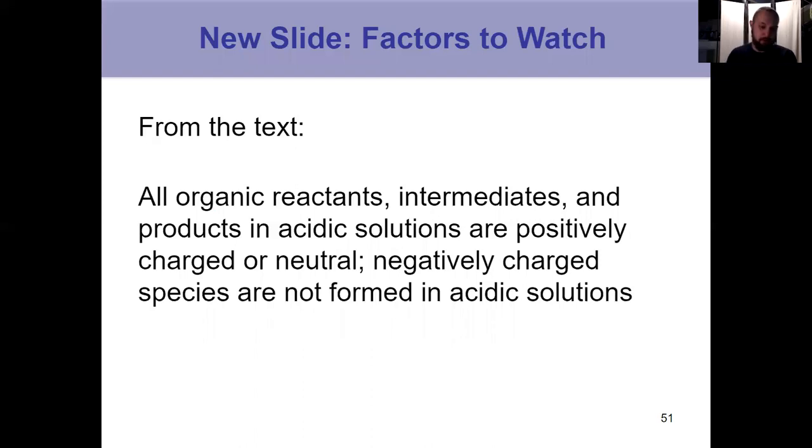Okay, but I did pull them out and put them here just so you're paying attention to this for chapter 15 and every other chapter moving forward. If I am working in an acidic solution, something's acid catalyzed, that means that I cannot have anything in that pot that's negatively charged. Okay, so all organic reactants, intermediates, products, everything, if it's in an acidic solution, has to be either positively charged or neutral.